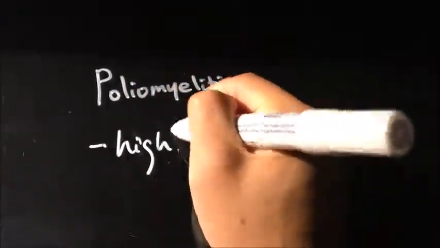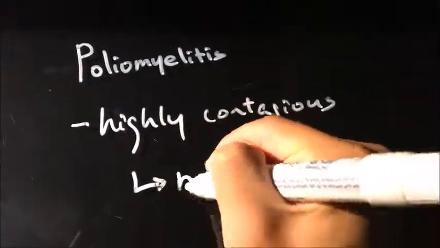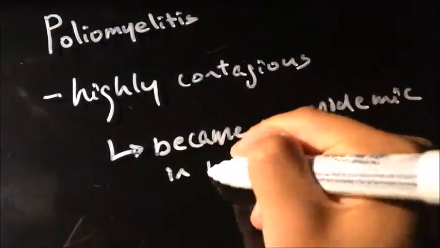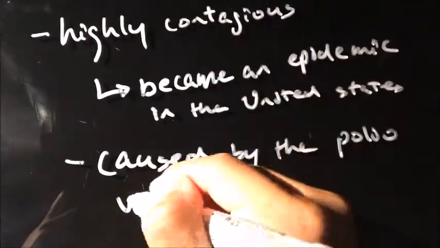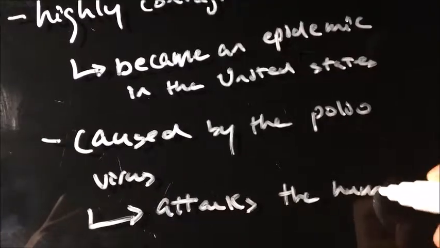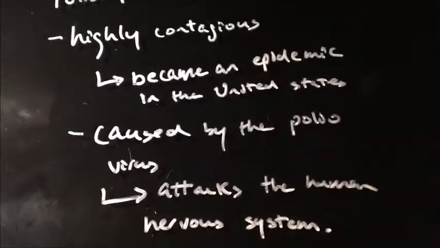Poliomyelitis. Poliomyelitis is a highly contagious disease that became an epidemic within the United States. It is caused by the poliovirus, which once inside the body attacks the host's nervous system.